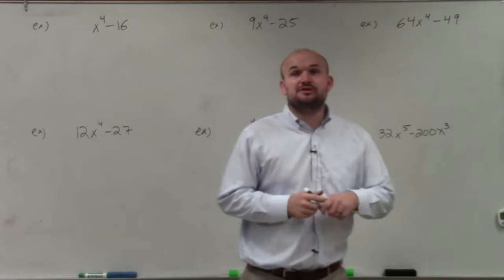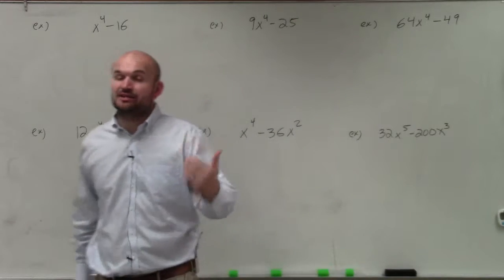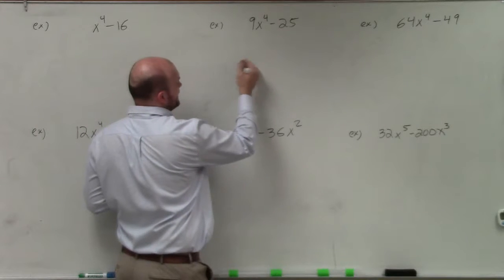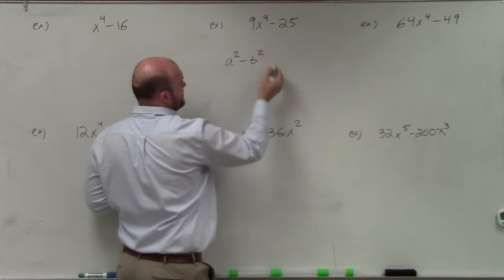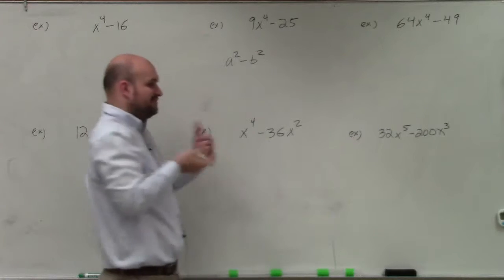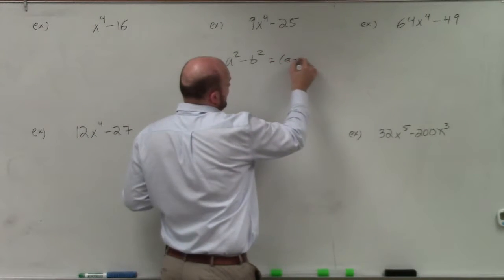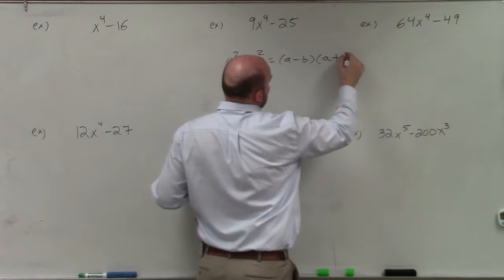Welcome, ladies and gentlemen. What I'd like to do is show you how to factor higher order polynomials using the difference of two squares. Basically, the difference of two squares is, if I had a squared minus b squared, what we learn from our factoring practice is this can be factored down into a minus b times a plus b.